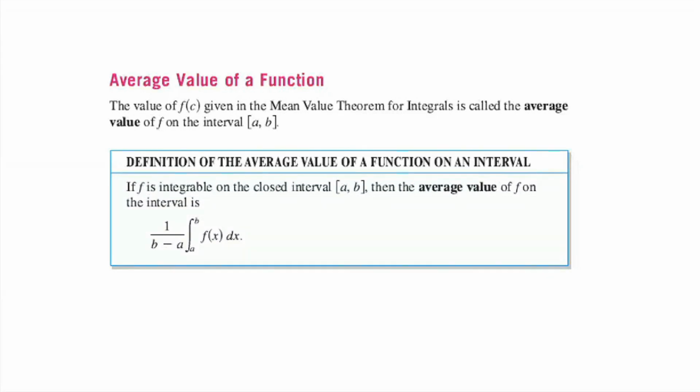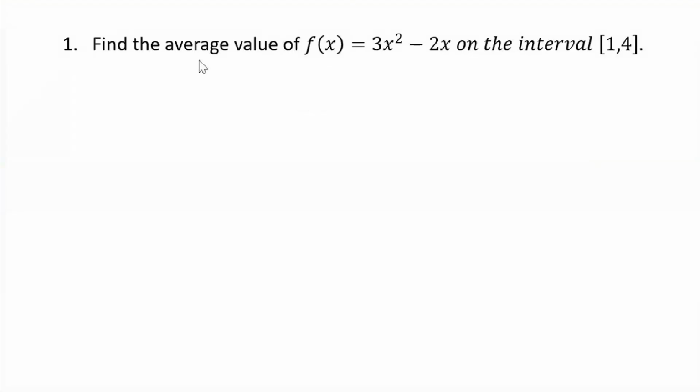So the definition of that now: if f is integrable on the closed interval AB, then the average value of f on the interval is given by this formula, 1 over b minus a times the integral of f of x dx evaluated from a to b. So let us try to use the meaning of the average value of a function on an interval. Find the average value of the function f of x equals 3x squared minus 2x on the interval 1, 4. According to the formula, I will write here the abbreviation for the average function value, or the average value function. They are just the same.